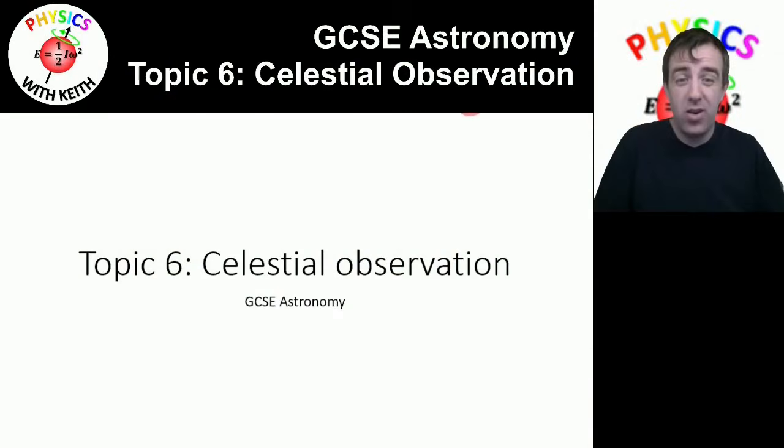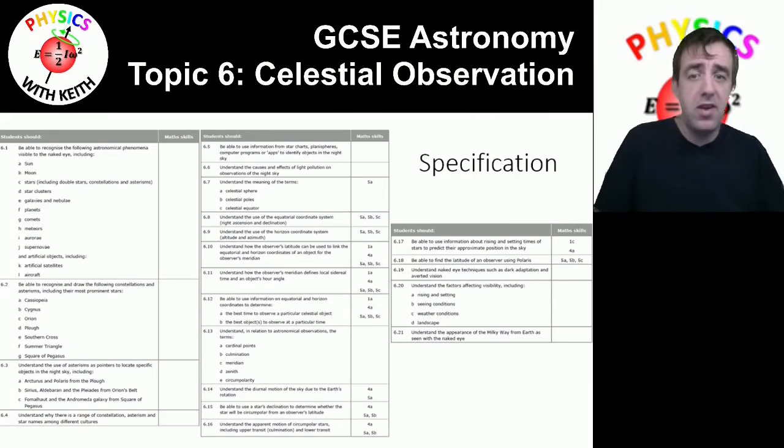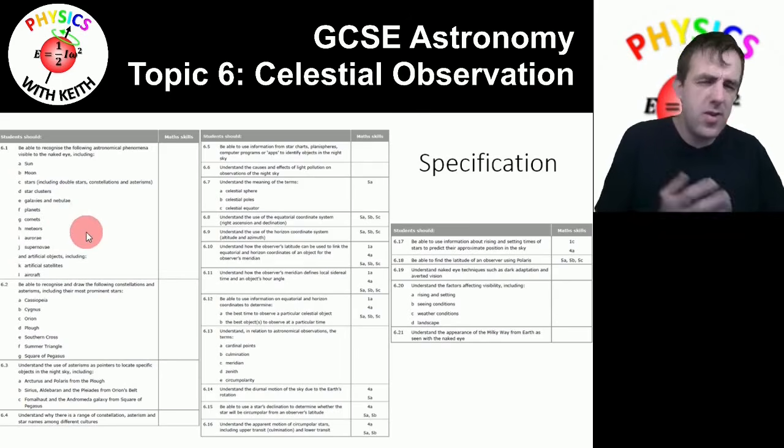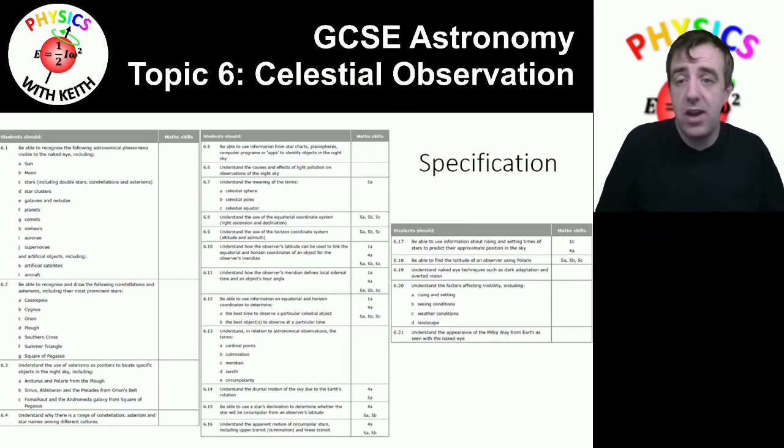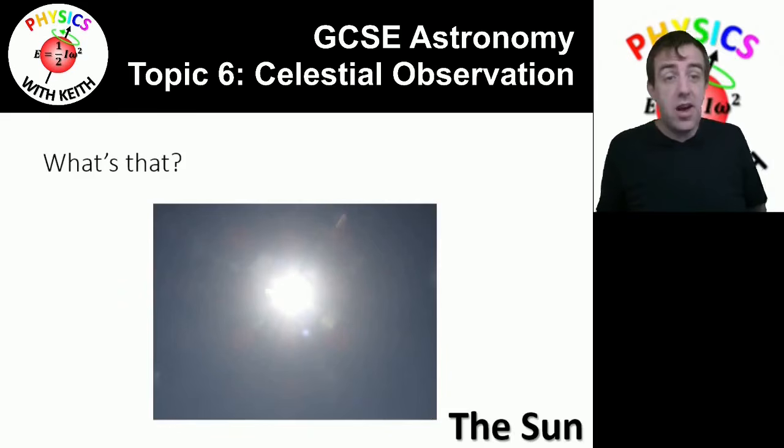This is a big topic. Just have a look at this specification. It's filled 3 columns. There's a lot in this topic, so I expect this is going to be quite a long one. But it starts just with us identifying certain bodies that you can see with the naked eye and a few you can't. Then we move on to navigation and different coordinate systems, and then we finish with some general tips about observation.